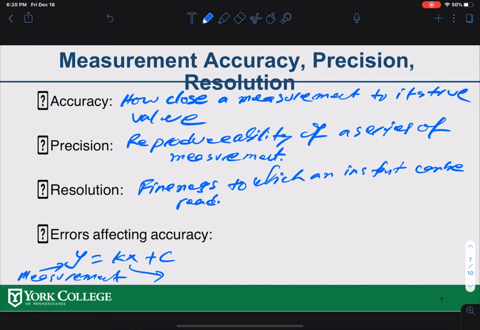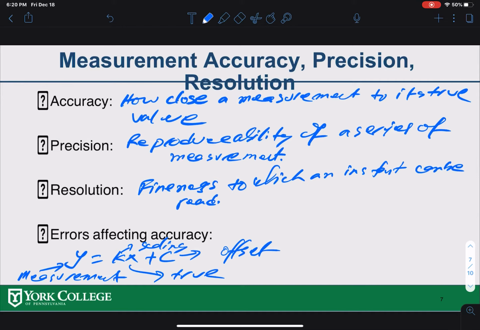And this is your true value. This is the offset. Your measurement, your instrument could have an offset. And this is the scaling. This is your scaling error. So what is scaling error? It is basically that your scale is not accurate. So you have some scaling error there.